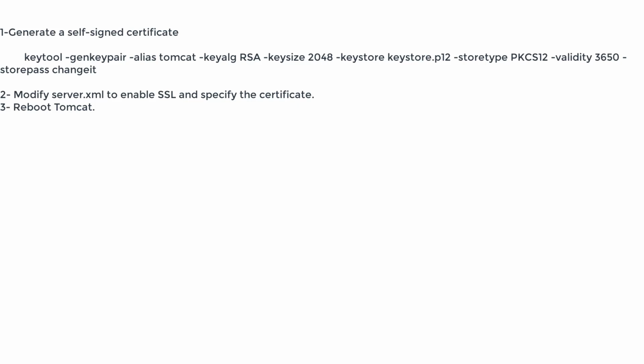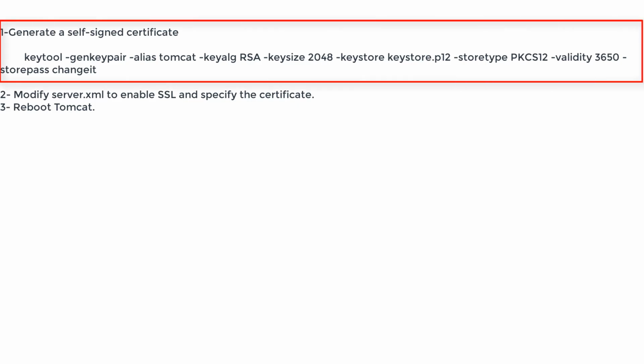In this video, we are going to learn how we can configure Tomcat to support HTTPS, i.e. SSL, so that we can use a secure mode to connect to the Tomcat. In this case, what we're going to do is basically 3 steps. The first step will allow us to generate a self-signed certificate.